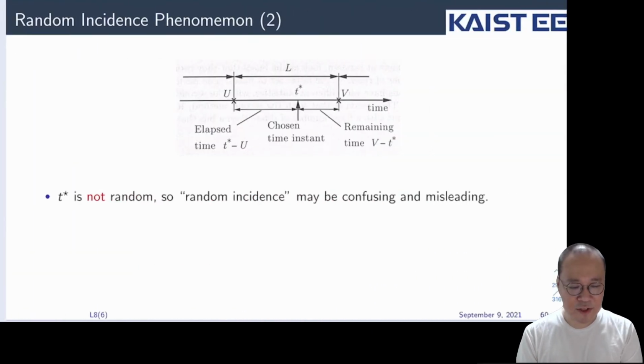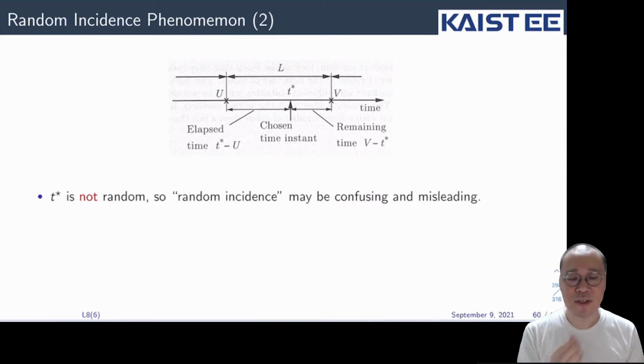But before we go to the main story, this question is called the random incidence phenomenon, and that's the word everybody was using in this community. But this word is a little bit confusing and misleading, because in this case T star is not random. We fixed T star, like 9 a.m. So T star is not random. The word has been used for a long time, so that's what people call this phenomenon.